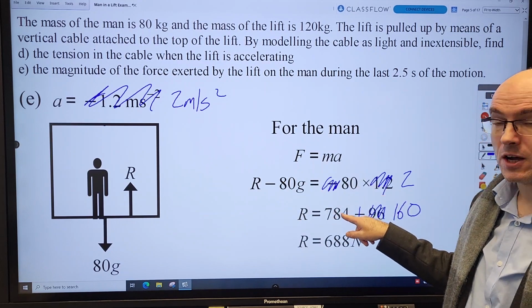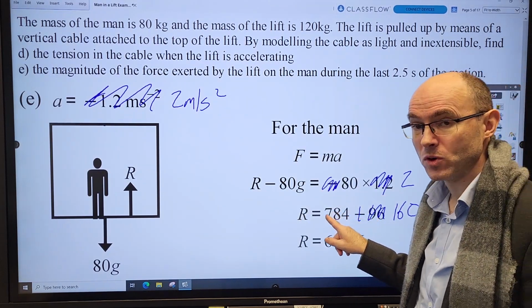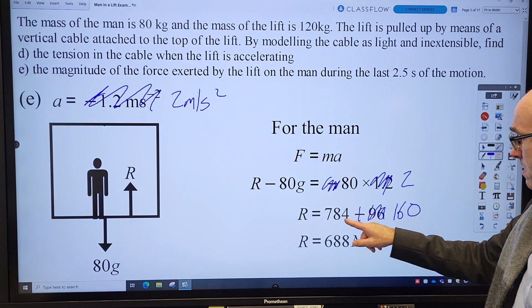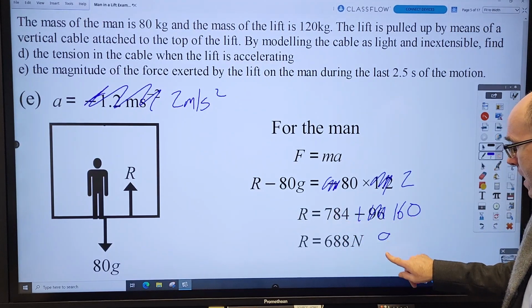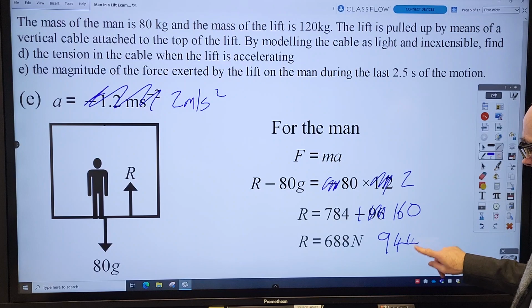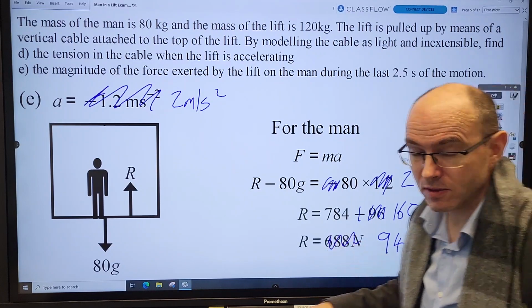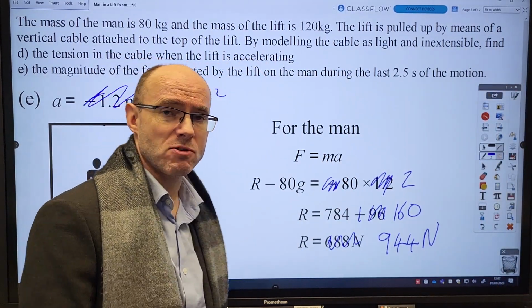You've got effectively weight, which is 784 newtons, added to 160. It's going to be more, isn't it? It's going to be 944 newtons. The reaction force is actually more during the acceleration phase.